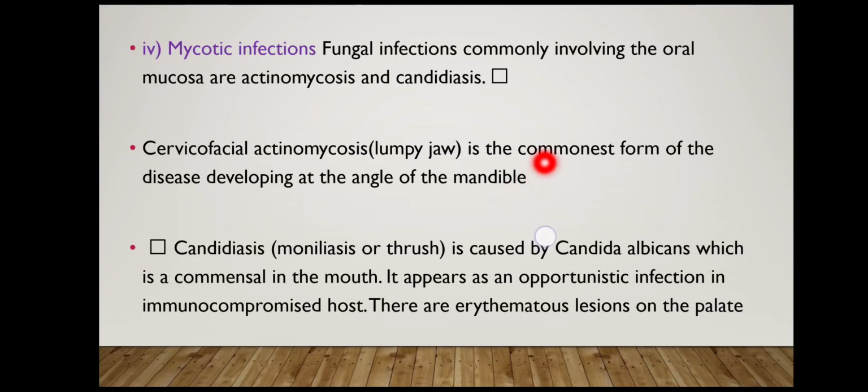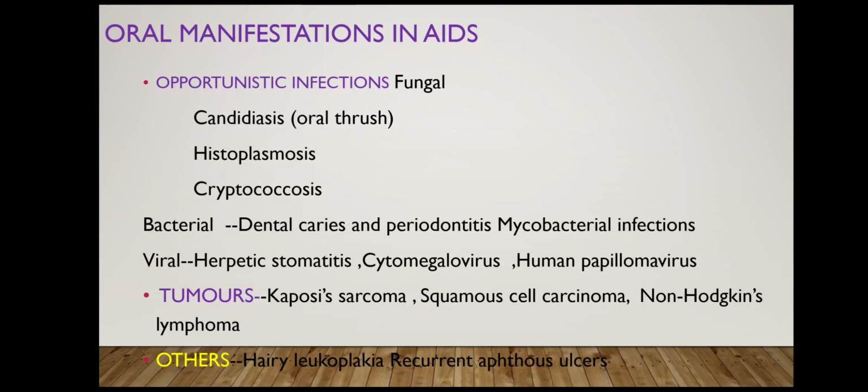So there is a close association: actinomycosis, which is commensal in the tonsils, might become a pathogen and involve the angle of the mandible. Candidiasis is also called moniliasis or thrush in the oral cavity. It is caused by Candida albicans, which is a commensal in the mouth. It appears as an opportunistic infection in an immunocompromised host. There are erythematous lesions on the palate.